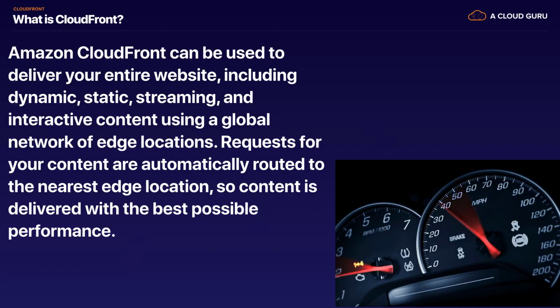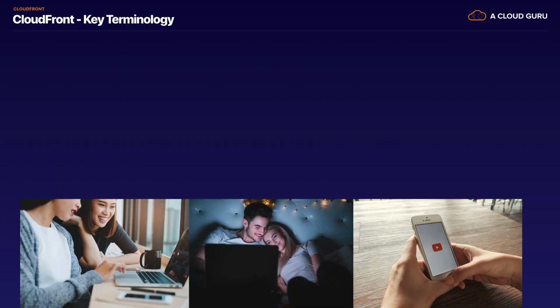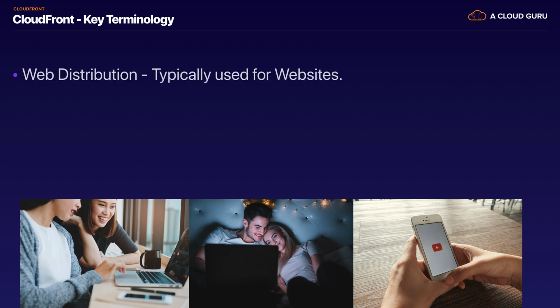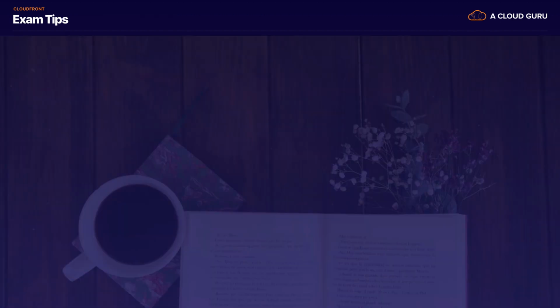It can be used to deliver your entire website, including dynamic, static, streaming and interactive content, using a global network of edge locations. Requests for your content are automatically routed to the nearest edge location, so content is delivered with the best possible performance. So you get really good performance out of CloudFront. With CloudFront, you get two different types of distributions. You've got your web distributions, which are typically used for websites, and that's what we're going to do in the next lecture. And then you've also got your RTMP distributions, which are used for Adobe and for media streaming, essentially. We will see that again in the next lecture.